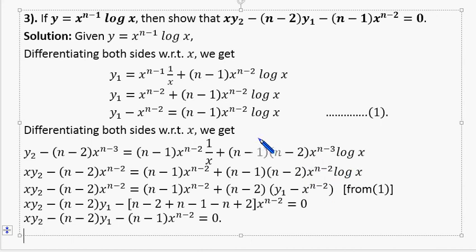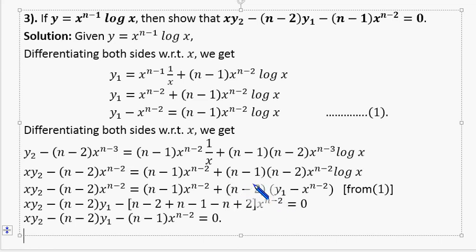So by using equation 1, the term (n minus 1) into x to the power of n minus 2 into log x can be written as y1 minus x to the power of n minus 2. So here we have to replace these values in terms of y1 minus x to the power of n minus 2 by using equation 1. And also, taking the common factor, we have to take this RHS side all in terms of, let's just say, minus, and also we can take n into y1.